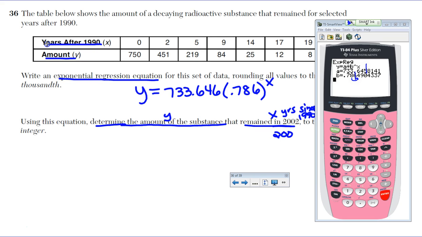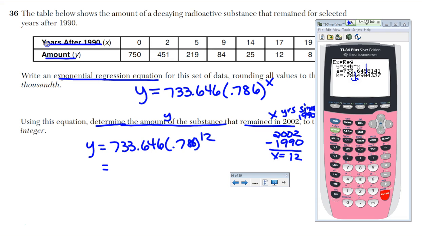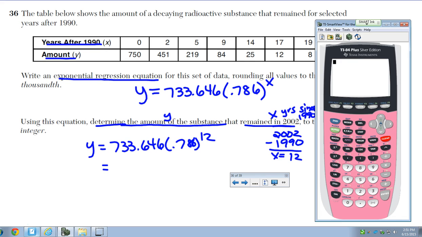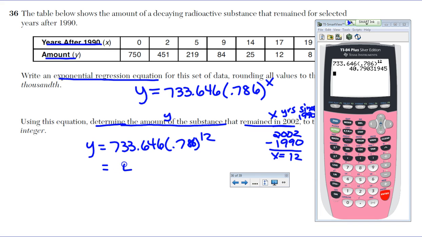So you have to do 2002 minus 1990 means that you're going to actually use X to be 12. For your work, just show the 12 being filled in. And then evaluate it and make sure you round to nearest integer. Okay, so 733.646 times 0.786 to the power of 12. All right, and rounded to nearest integer is 41.